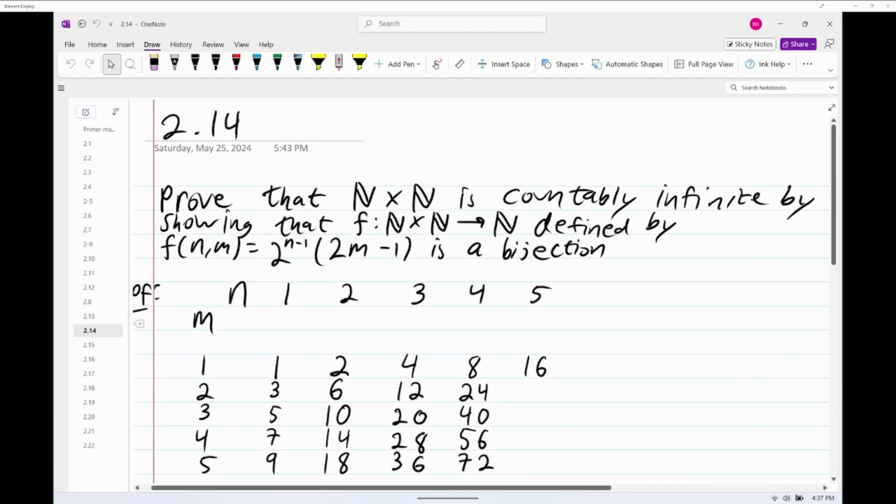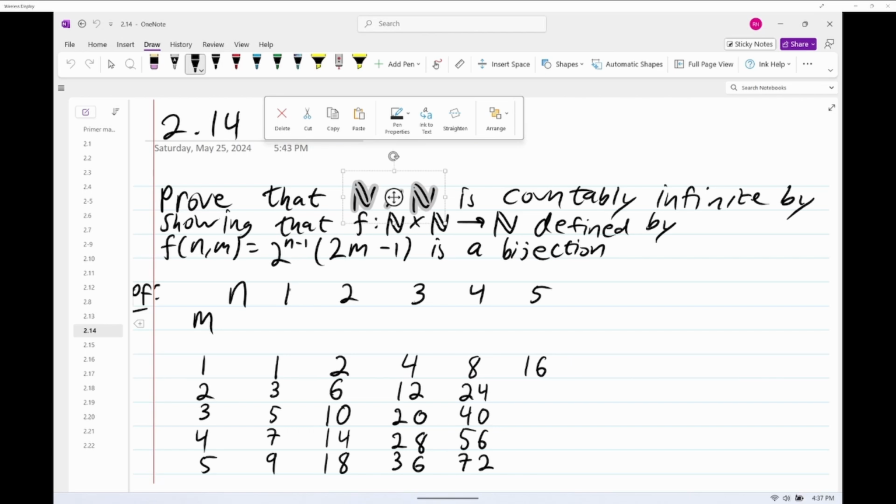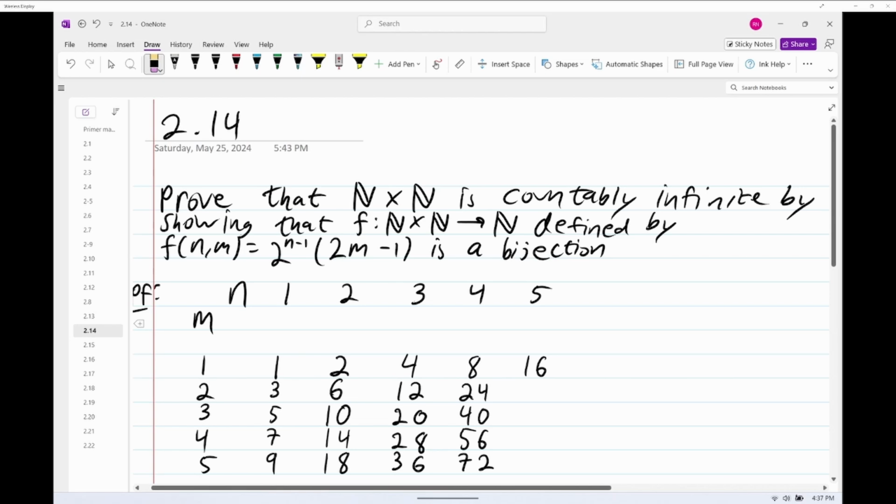Prove that N cross N is countably infinite by showing that f from N cross N to N, defined by f of n comma m equals 2 to the n minus 1 times 2m minus 1, is a bijection. Okay. We already know that countable cross countable is countable, but it's asking us to do this by verifying that this is a bijection.